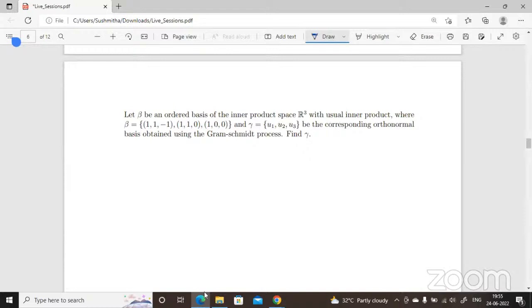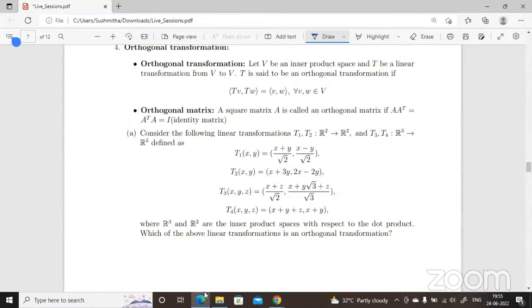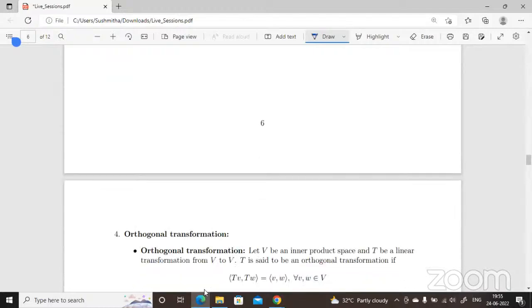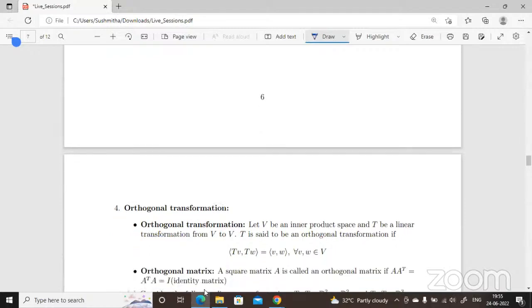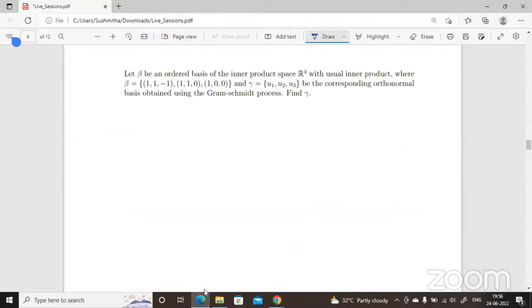So do you want me to solve this problem or will you do it on your own? Please solve it, ma'am. That way, if somebody else who has missed out on the class today watches this video, they will be able to understand how it was solved. Oh, you want me to solve it? Yes, that way, if somebody misses this, they'll be able to look at it.